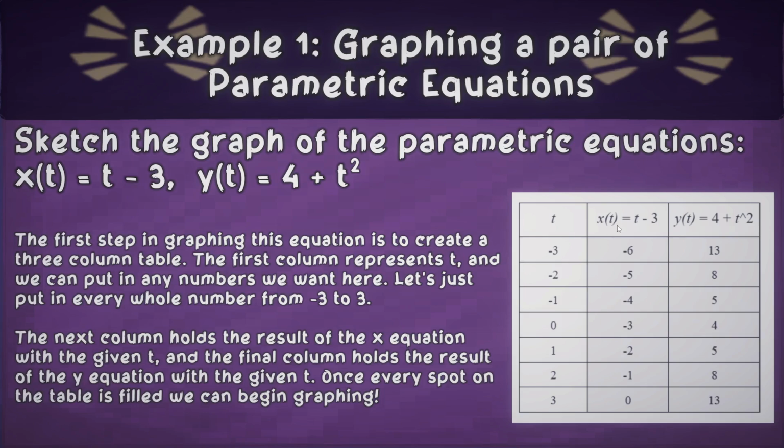So we can see x of t pretty much just means the x position that will be in the xy pair on the graph. So here we have t is -3. If we plug in -3 for t, -3 minus 3 is -6. We put -6 here, and then same for the y. If we plug in -3, -3 squared would be 9, and then you do 4 plus 9, and you get 13. And you just do that for every t value that you're graphing up to. And now we can begin graphing.